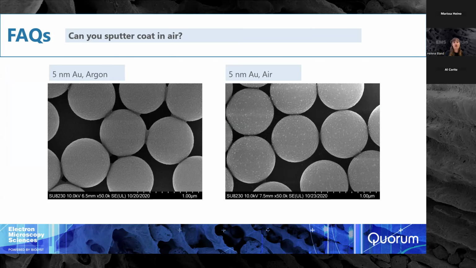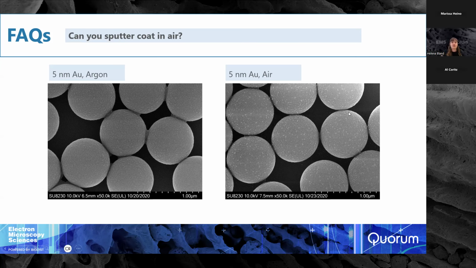Finally, I have the question of, can you sputter coat in air? And the answer is technically yes. Of course, you can actually sputter coat in air. It works similarly to argon, except that we obviously have oxygen and nitrogen atoms, and those are going to be our ions that are bombarding our target. However, then comes the question, should you sputter coat in air? The answer is sometimes it's acceptable, but for this particular talk, which is about ultra-high magnification imaging, it's not really acceptable. When we're working with something like gold that doesn't pick up oxygen too much, we can kind of get away with it.